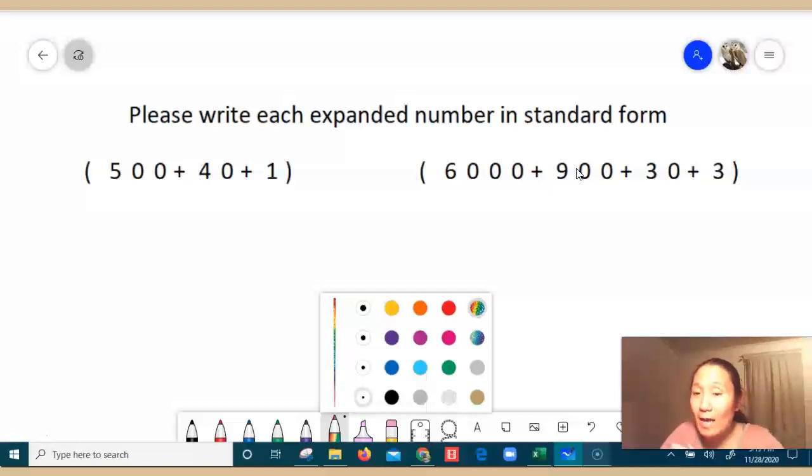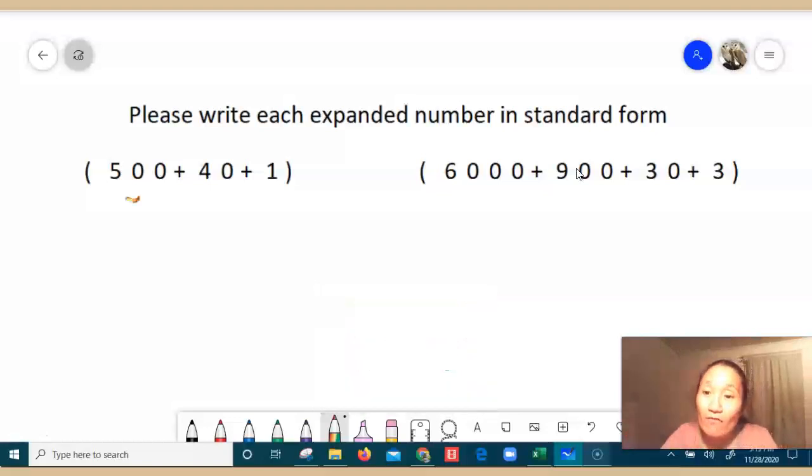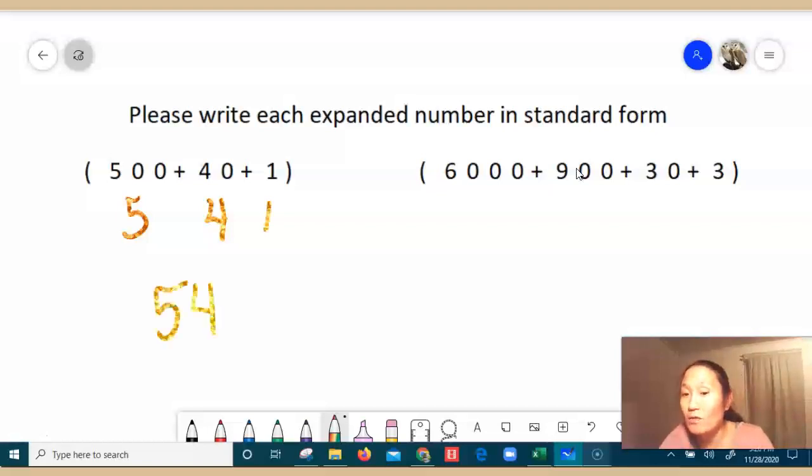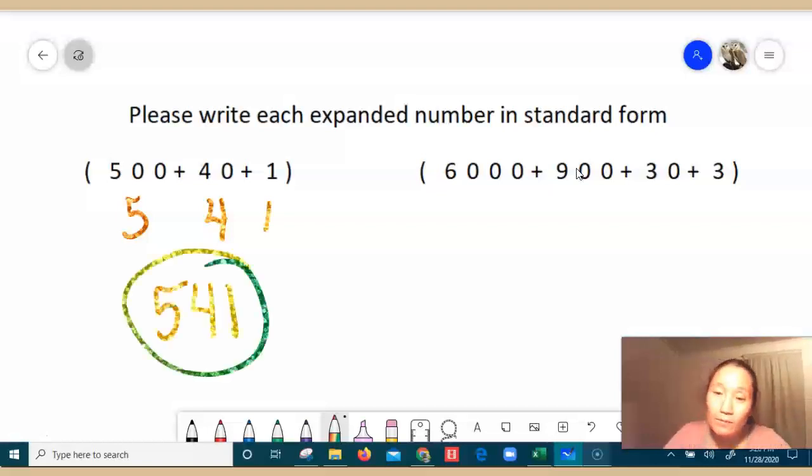Okay, so we have 500. How many groups of 100 do you have in 500? Well, you have 5 groups of 10. Or excuse me, 5 groups of 100. For 5 groups of 100, how many groups of 10 do you have? You have 4 groups of 10. How many groups of 1 do you have? You have 1. So you have the number 541.